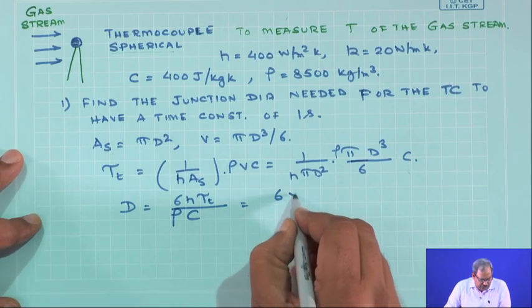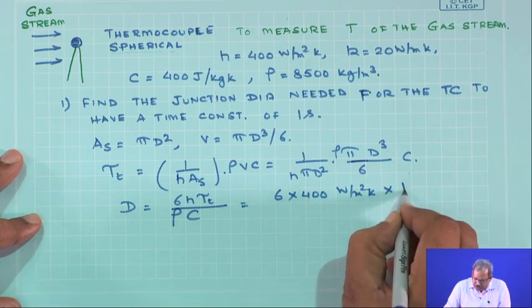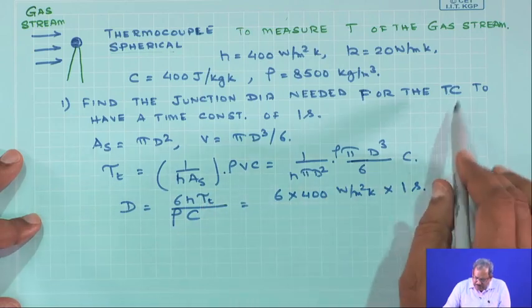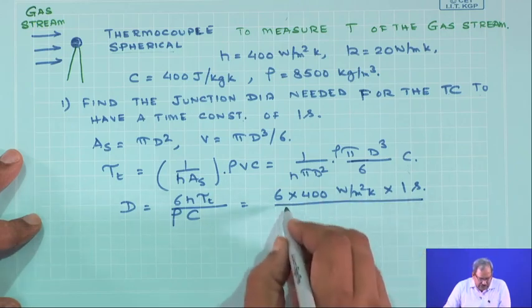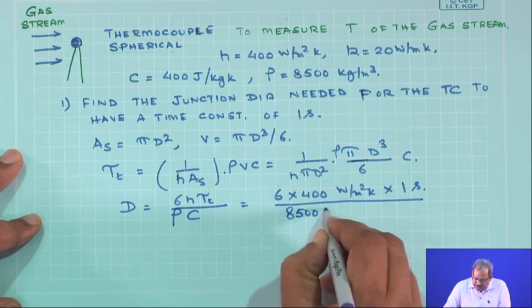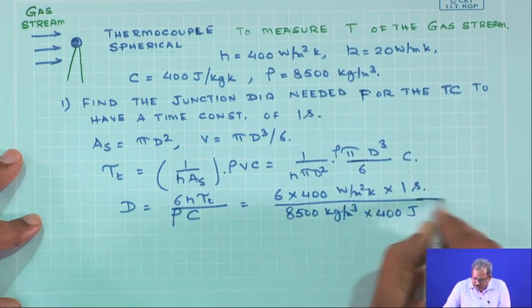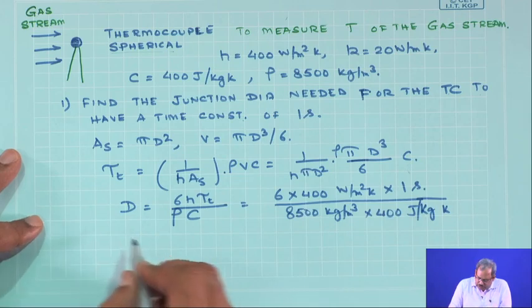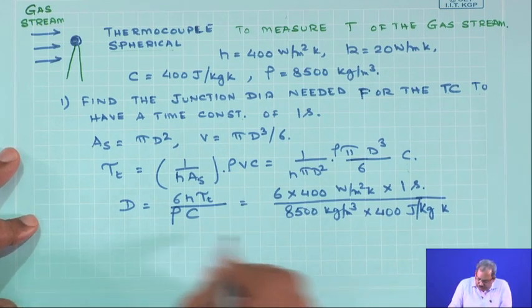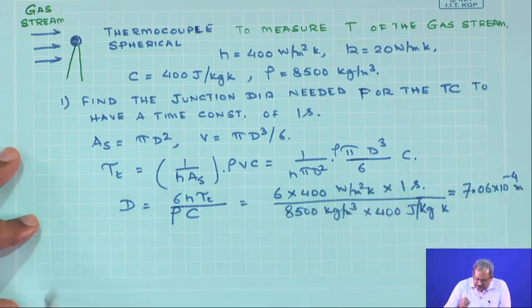heat. So, when you put in the numbers, they are going to be 400 watt per meter square Kelvin into 1 second, because in the problem it is given that the thermocouple is to have a time constant of 1 second. That is why I put in 1 second here, and rho is 8500, and specific heat in joule per kg per Kelvin. So, this would give you a value equal to 7.06 into 10 to the power minus 4 meters. So, that is the diameter.